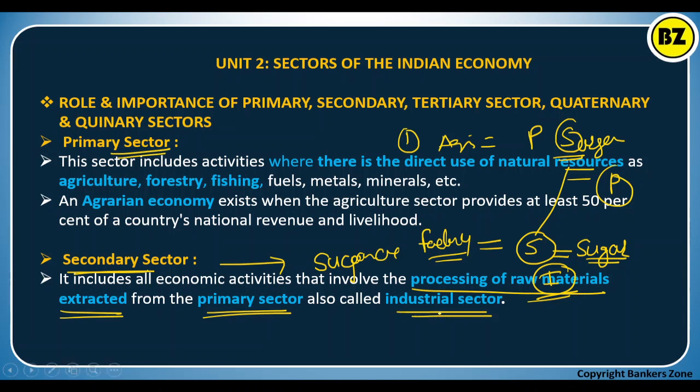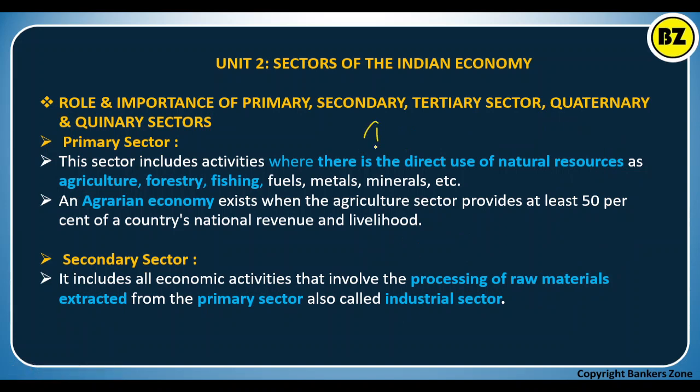In simple words, the primary sector is where we produce the raw material which will be used for industrialization. For primary, simply remember agriculture or sugar cane production. For secondary, simply remember the industrial sector, for example a sugar factory. In this way you can easily remember.